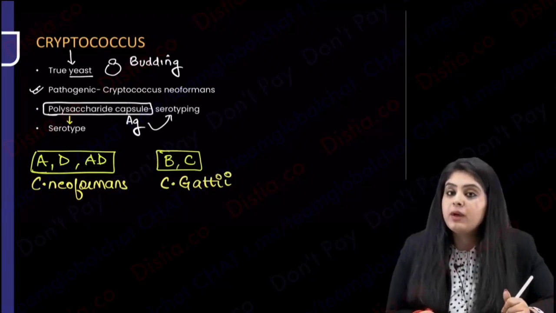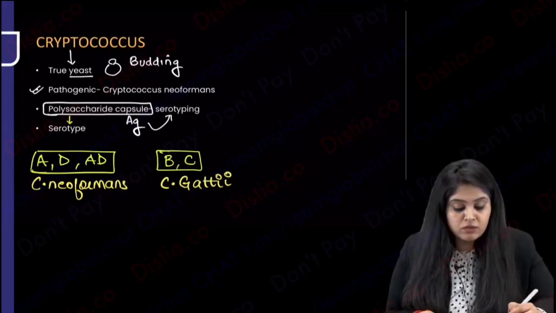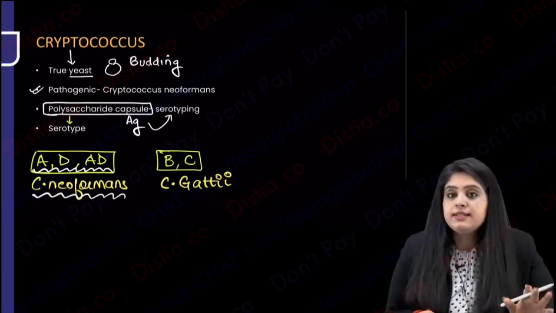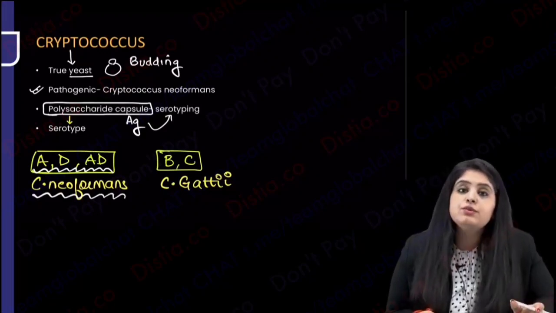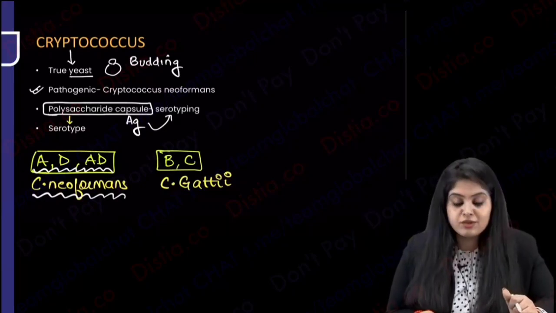Because if you check your Q bank and you check your PYQs, also your GTs, you will come across this question, and that question is how many serotypes does Cryptococcus neoformans have? So don't mark 5. Cryptococcus neoformans has A, D and AD, the hybrid, whereas Cryptococcus gattii is going to have the B and C serotypes. That's a question you'll find and come across. I hope you don't get it wrong.